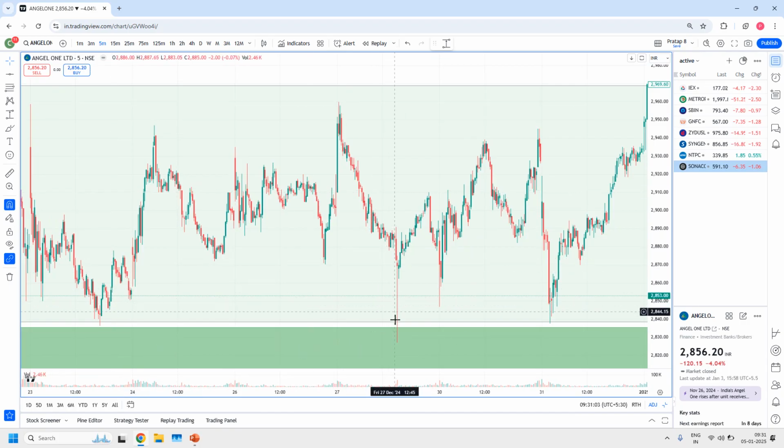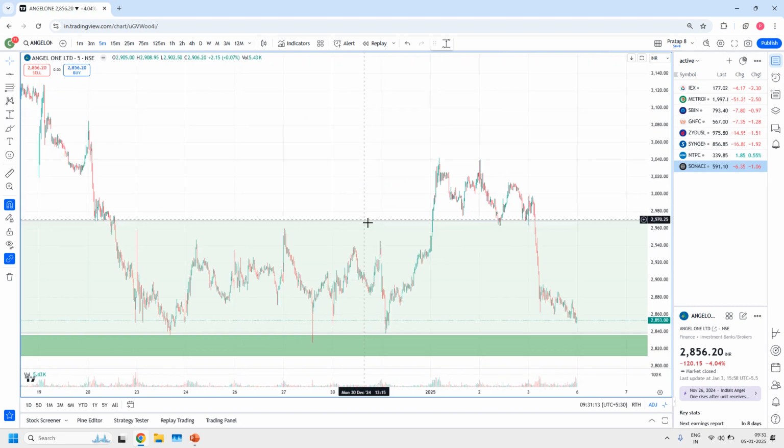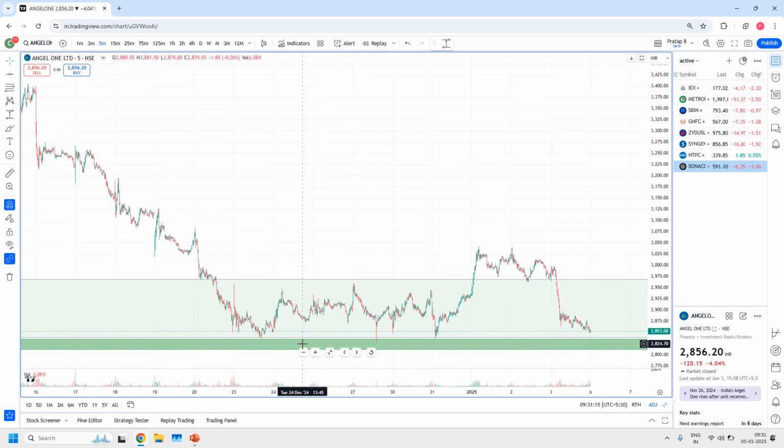Next time, price entered into the zone and further moved up. Next time again it came very close, a small entry buffer. Again, see, it further moved up. And what is this concept? This is the bear trap.